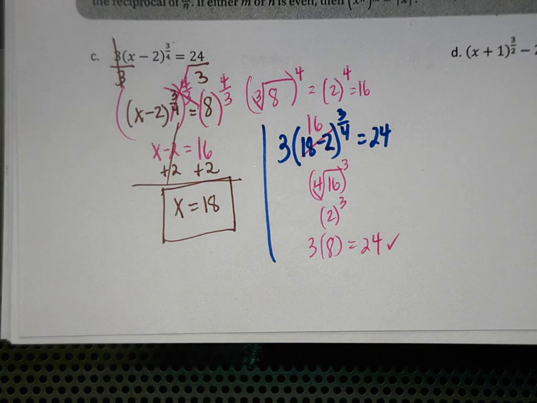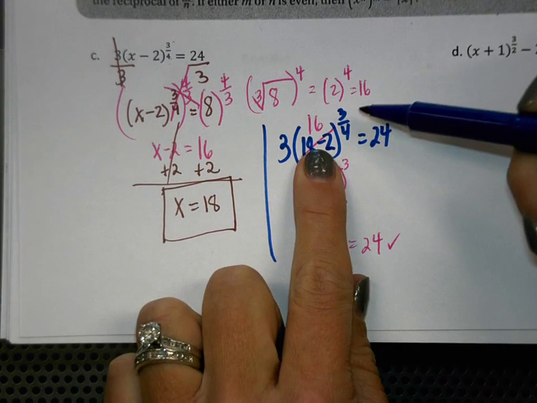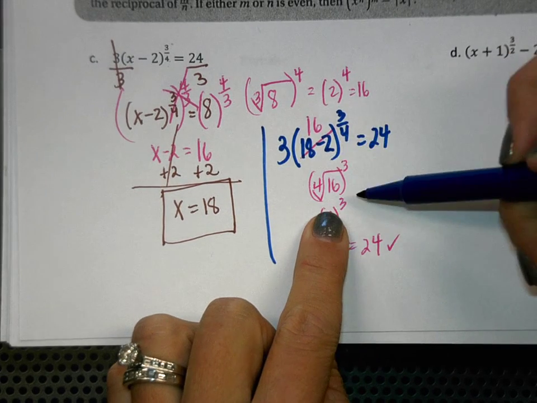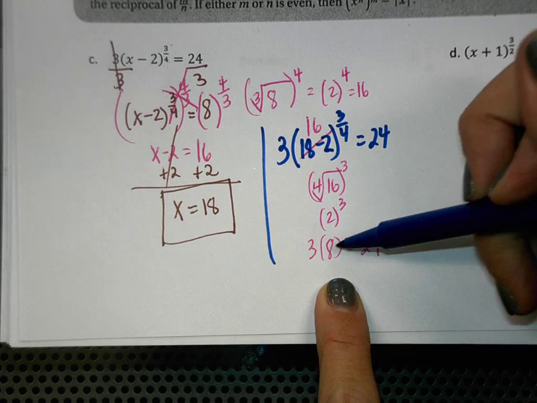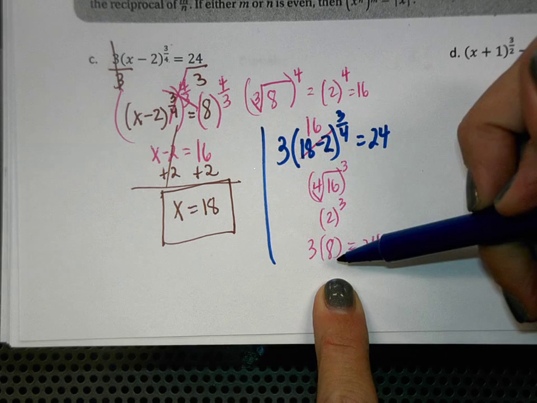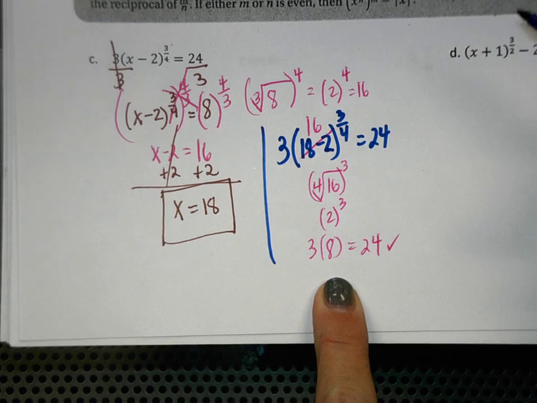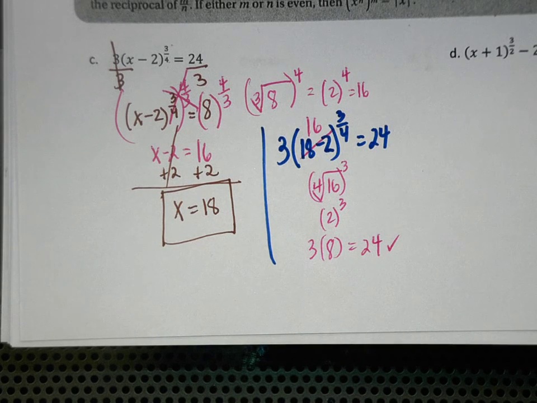Questions? Yes. Why wouldn't the 3 go by the 16? The parentheses. It is by the 16. It's just that with order of operations, it's parentheses, exponents, then multiplication and division. So I did my parentheses first, then I took care of that exponent next, and that ended up being 2, and the 2 to the 3rd power became 8, and then now I can multiply the 3 times the 8. So you have to make sure you use order of operations.